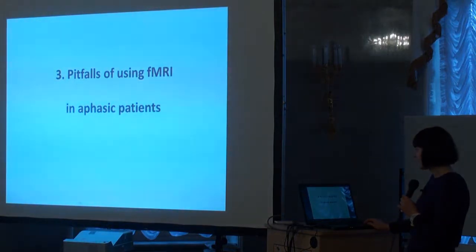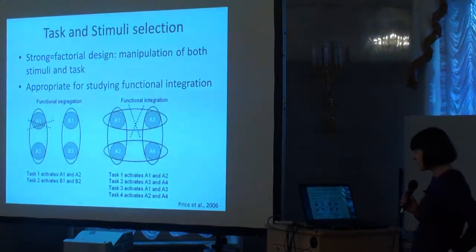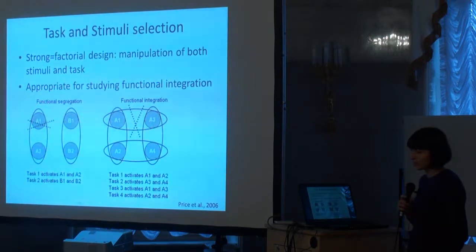With using fMRI in aphasic patients, it's even worse, I should tell you. But there are some tools. As I said before, there are some solutions. It is advised to use a block design to get a more robust measure, for example.